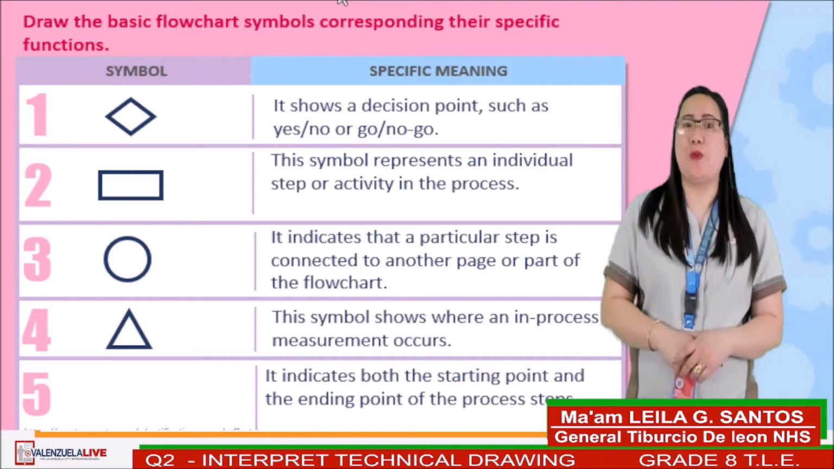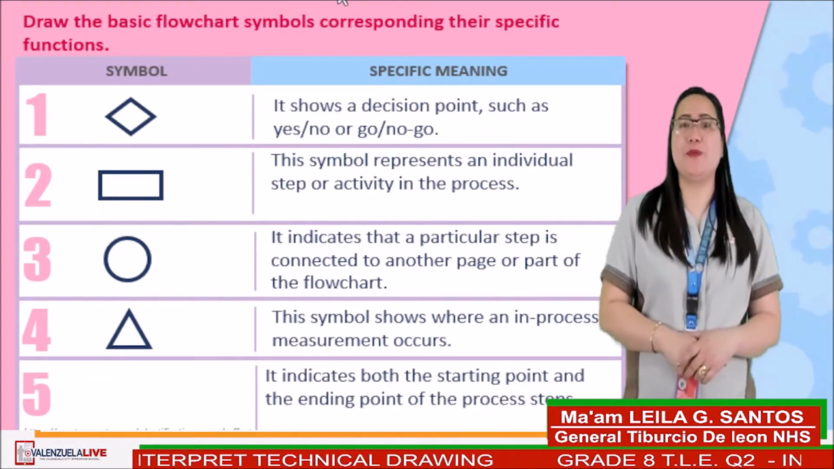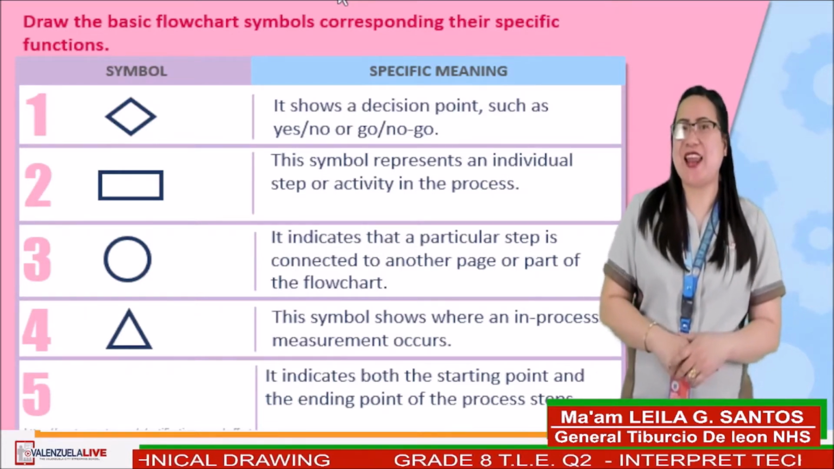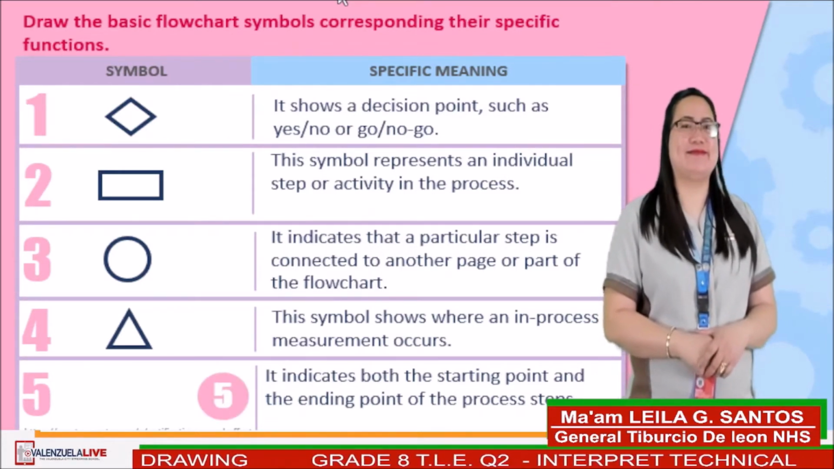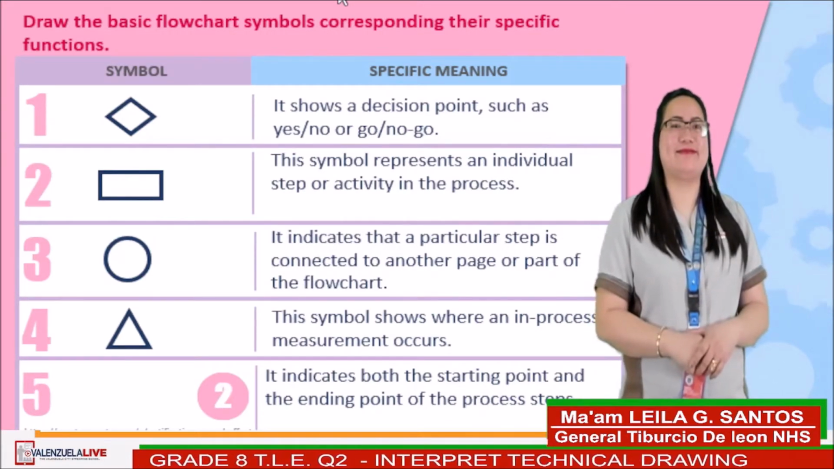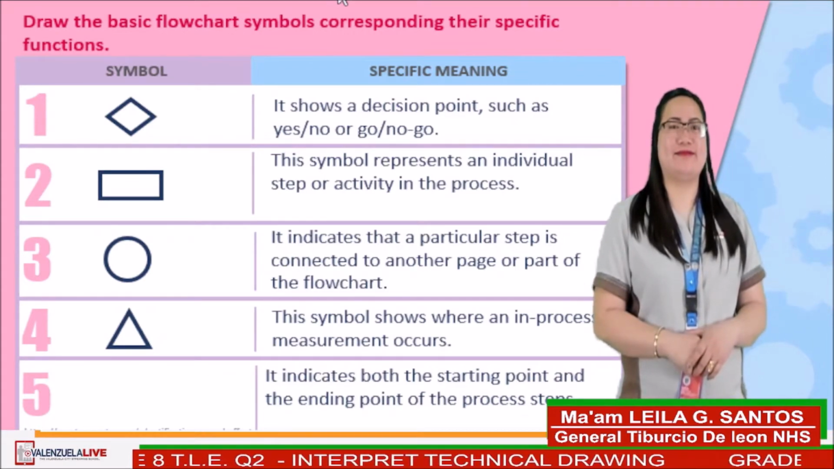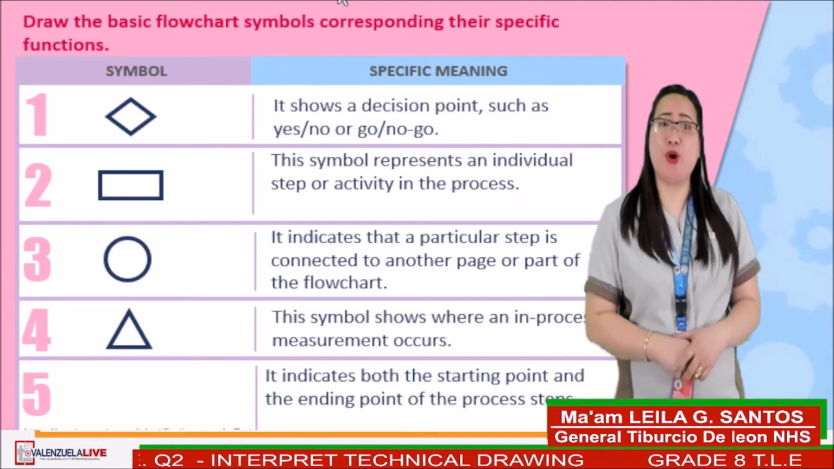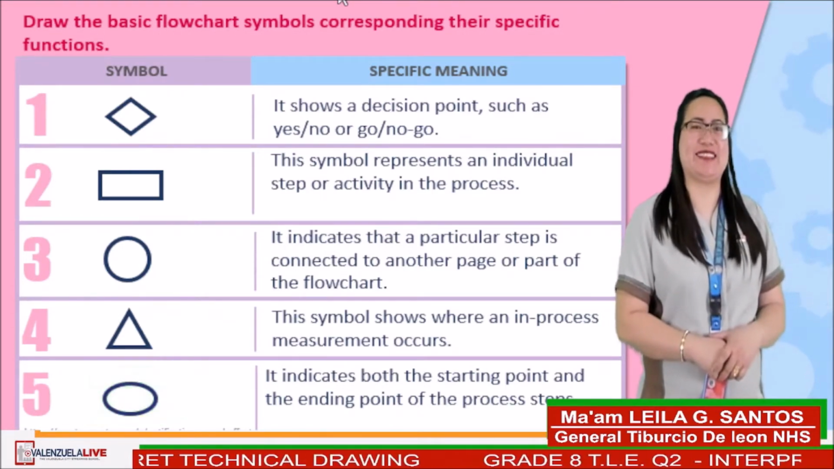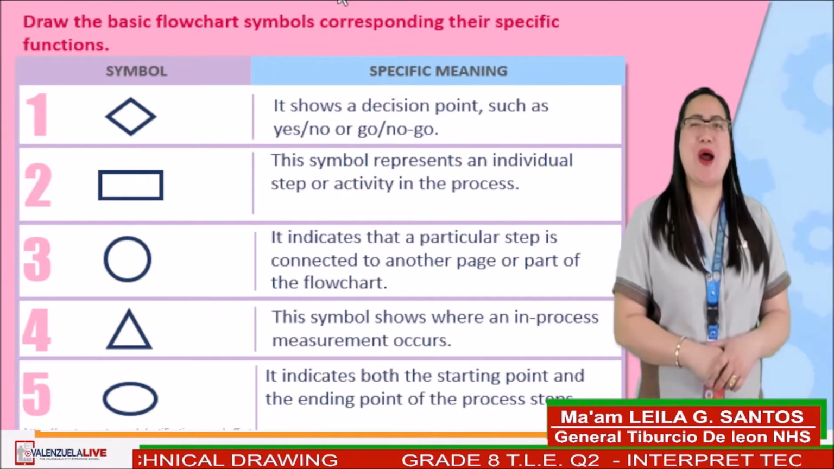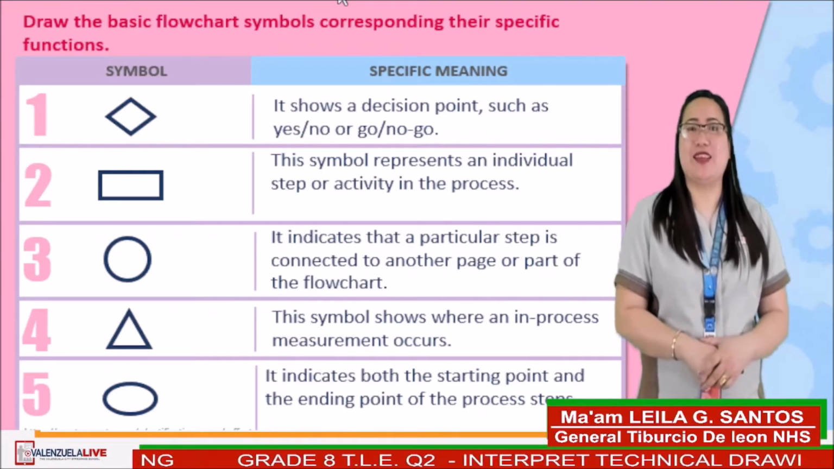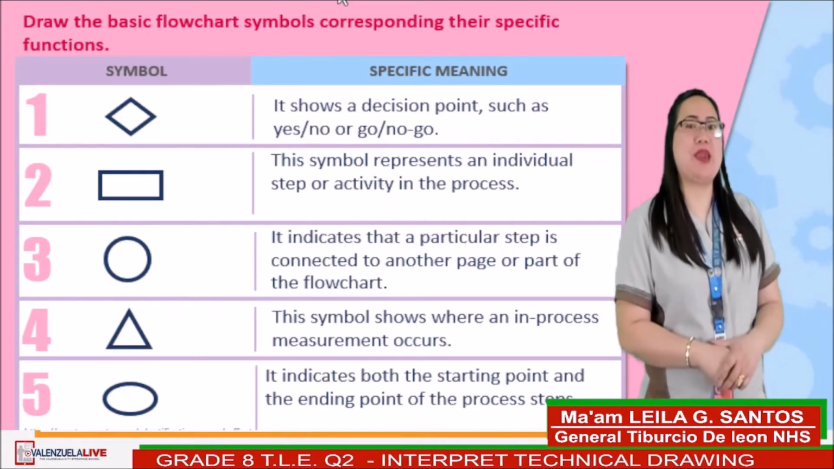How about for the item number 5? This indicates both the starting point and the ending point of the process steps. Your timer starts now. Time's up. If you draw an oval symbol, class, wonderful, that is correct. That was so amazing. Great job. Again, these are the symbols used in making a flowchart.